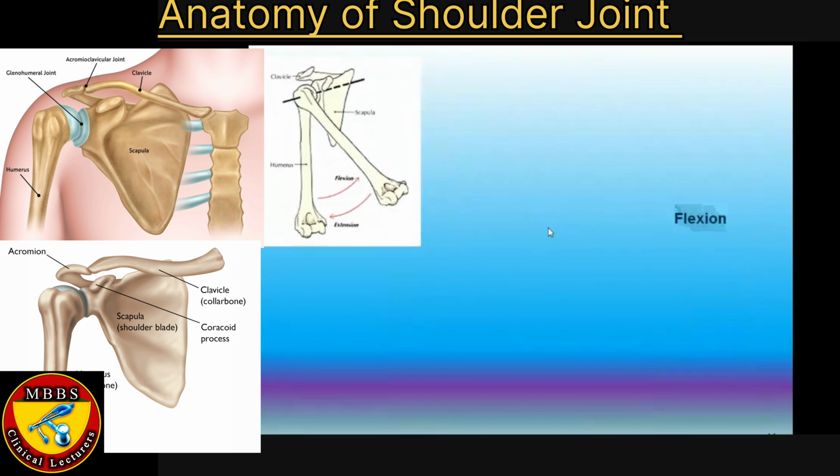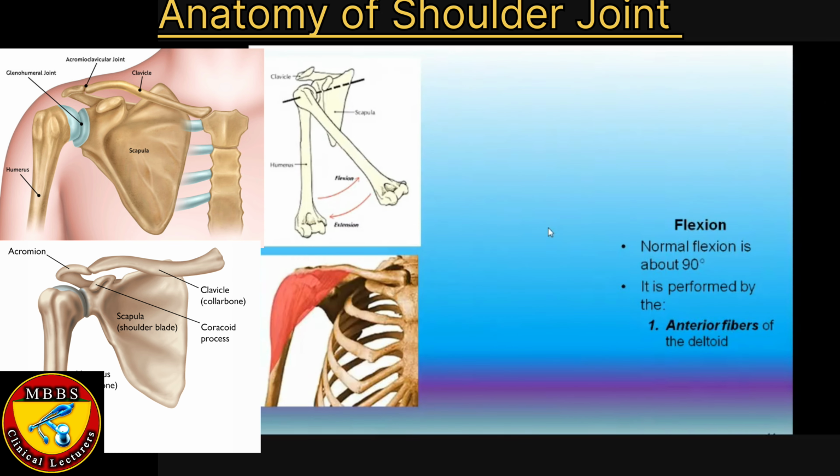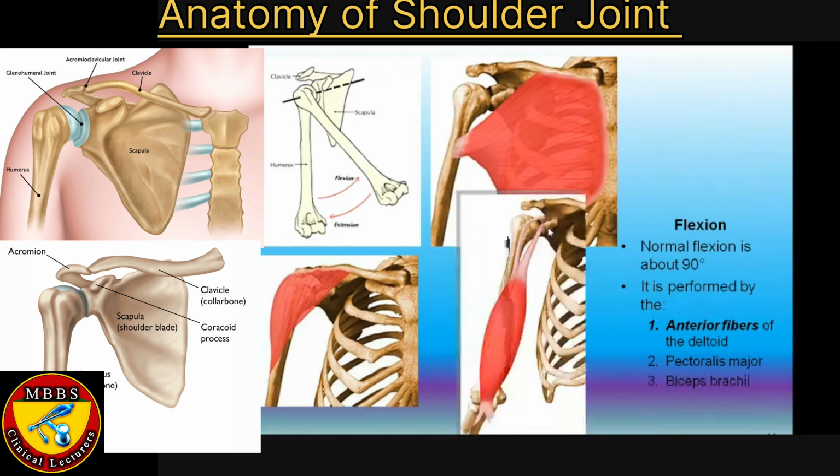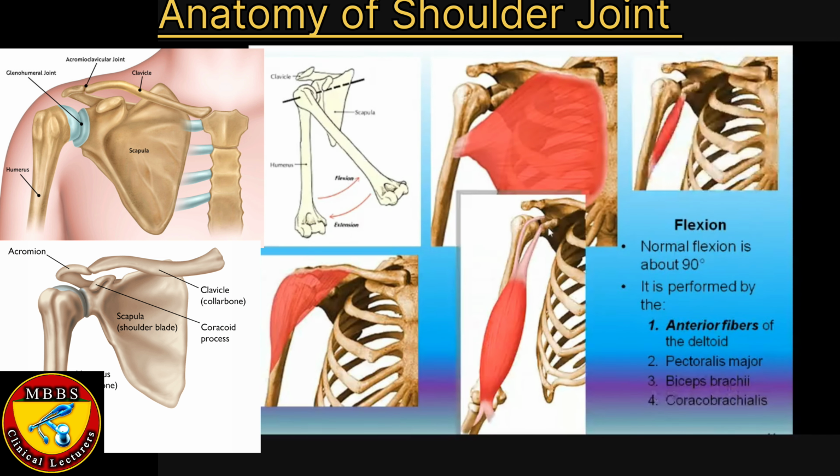Now, coming to the movements, that is flexion. We know that normal flexion is about 90 degrees, and it is performed by different muscles like the anterior fibers of the deltoid, the pectoralis major muscle, the biceps brachii muscle, and the coracobrachialis muscle.